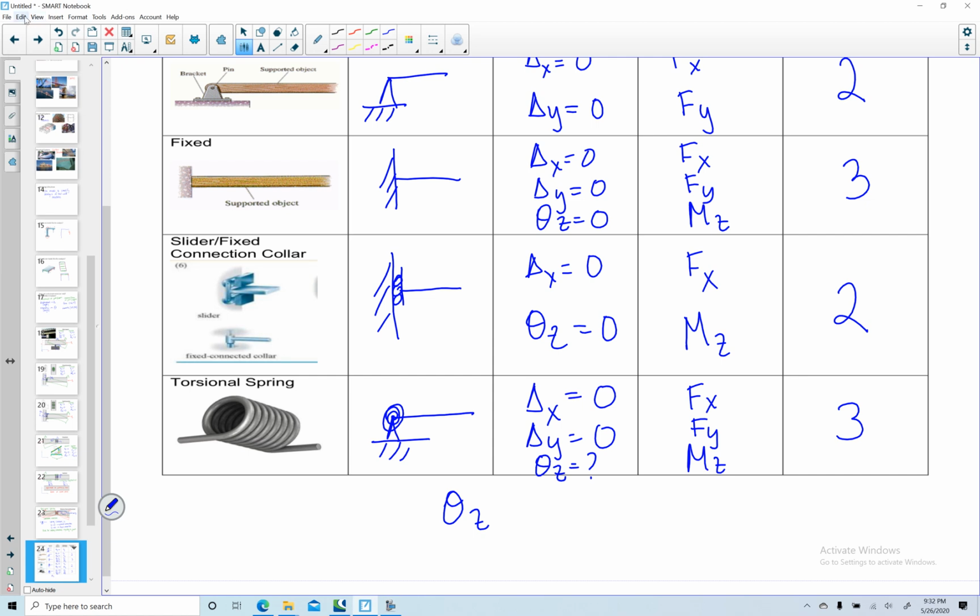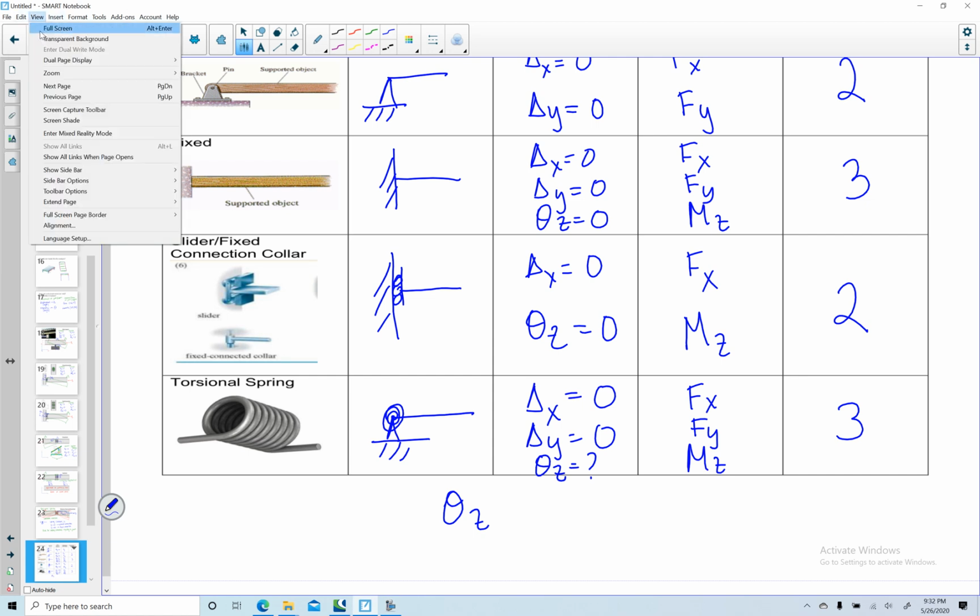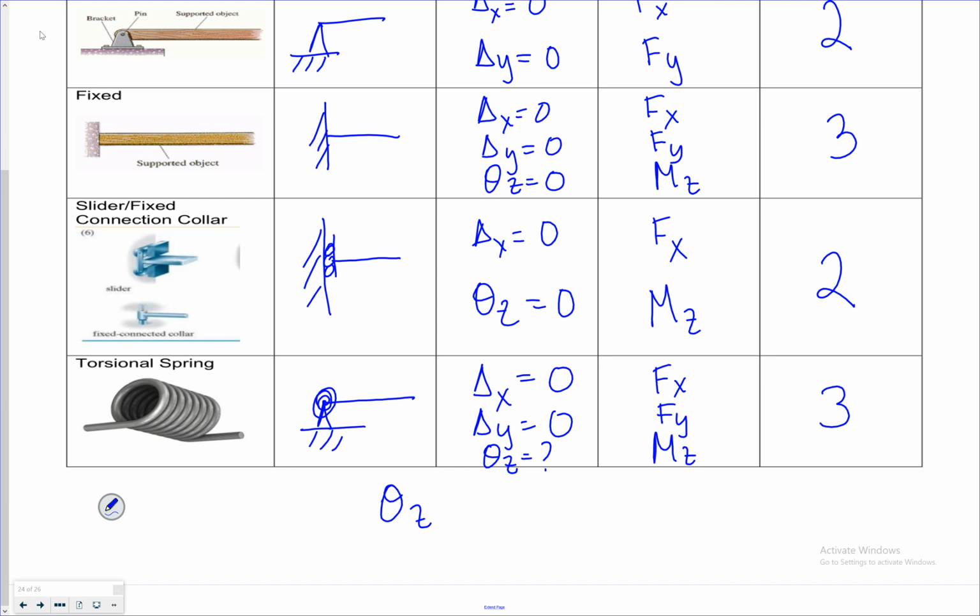So that rotation and the moment preventing full rotation, they vary with a spring constant.